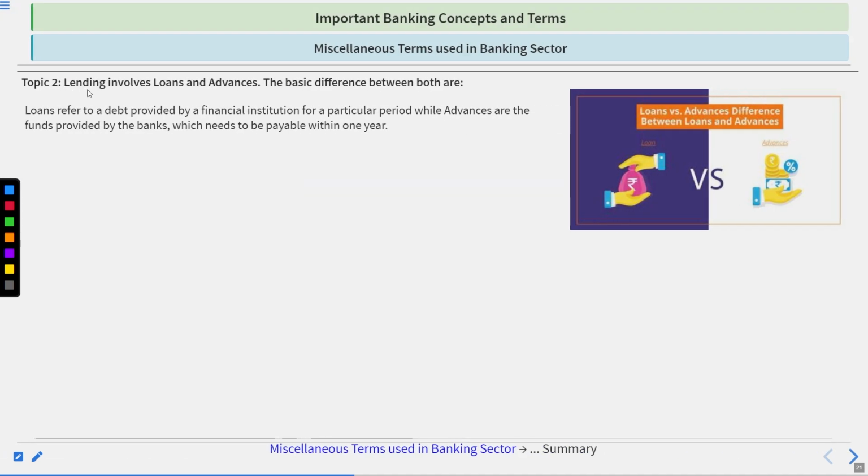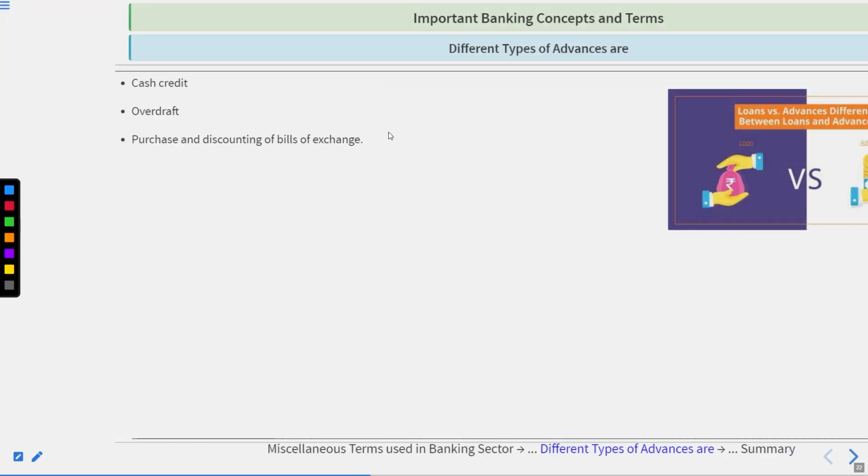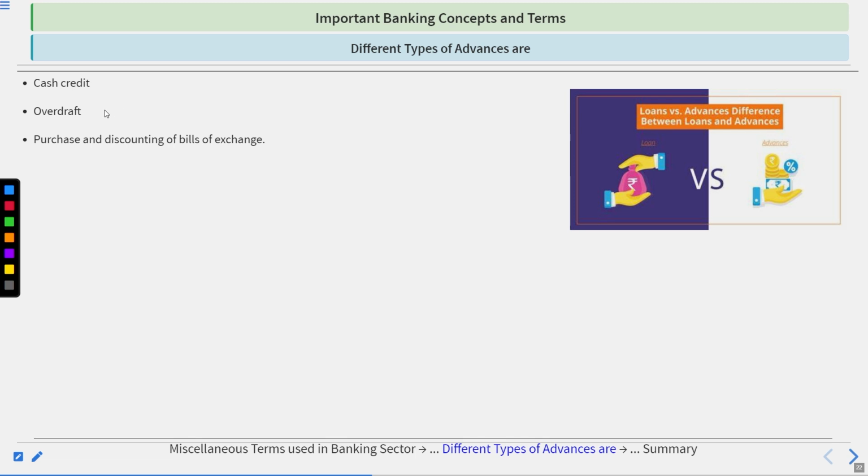Now topic 2 that we are going to see: lending involves loans and advances. We are going to talk about the loans and advances part. Loans generally refer to the debt provided by the financial institution for some particular period, while advances are the funds provided by the banks which have only a one-time period, that is, within 1 year they are required to be repaid by the person to the bank. Okay. And different types of advances are cash credit, overdraft, purchase and discounting of bills of exchange.